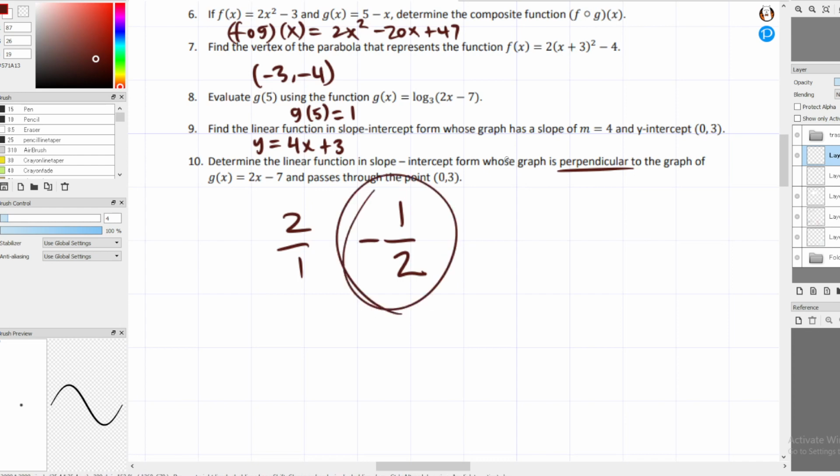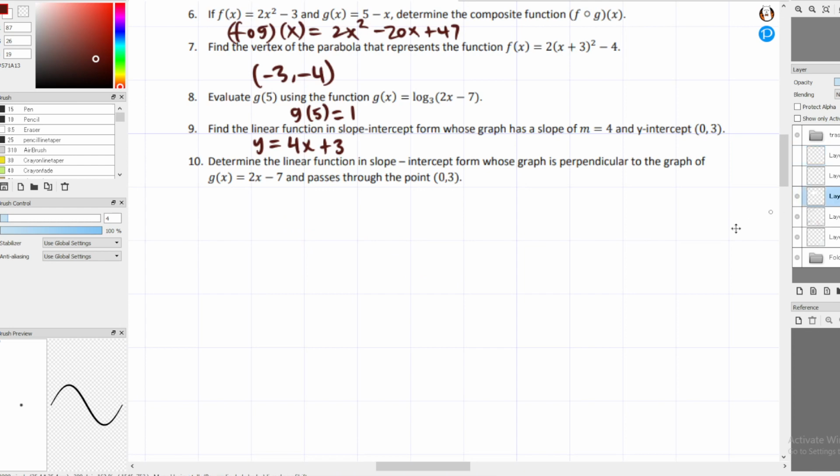But it's not asking just for the slope. It's asking for the equation itself. And it's kind of being nice to us because it's already telling us that our y-intercept is 3. So our new equation is going to be y is equal to -1/2 x plus 3.